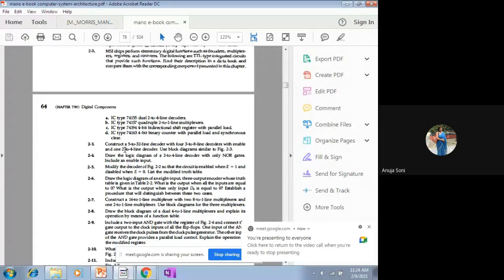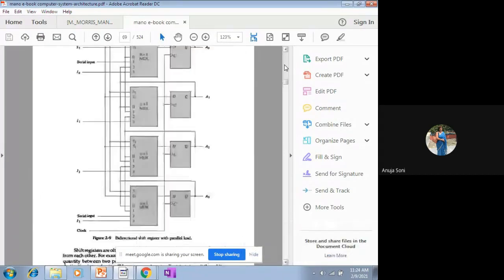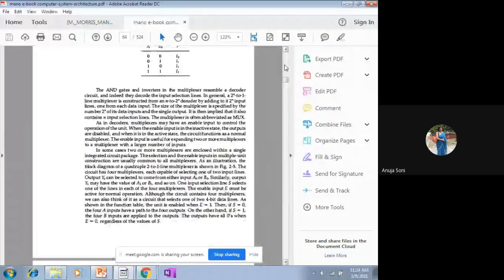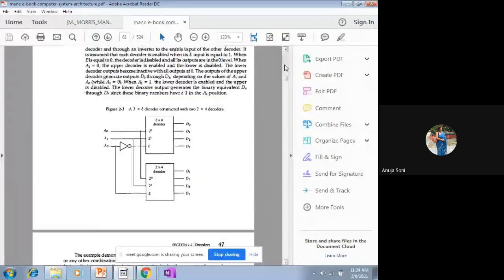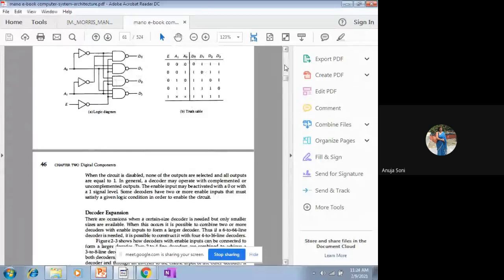What is the statement? Construct a 5 to 32 line decoder with 4 3 to 8 line decoders with enable and 1 2 to 4 line decoder, and use the block diagram similar to figure 2.3. What actually is figure 2.3? It talks about the concept of the decoder expansion. Earlier we have talked about the decoder expansion.